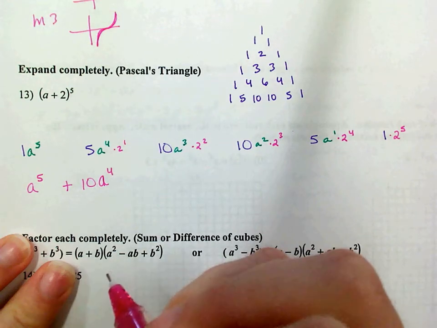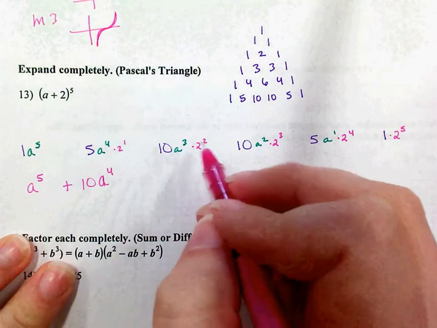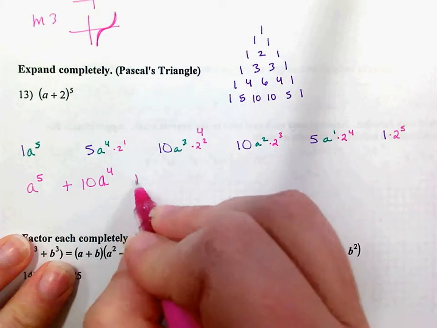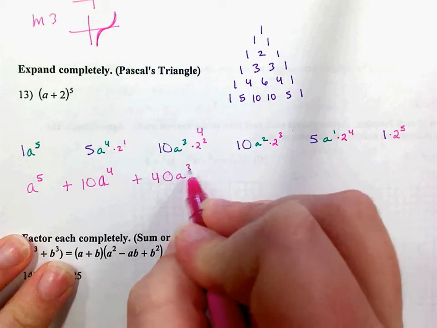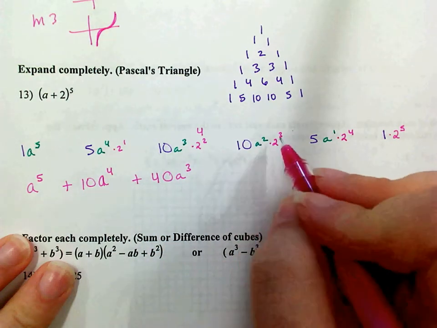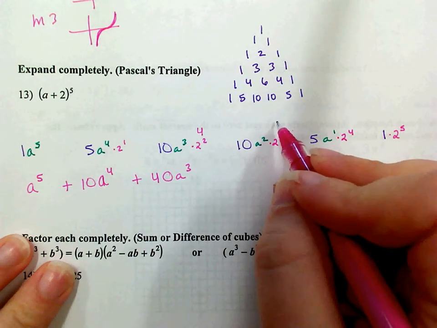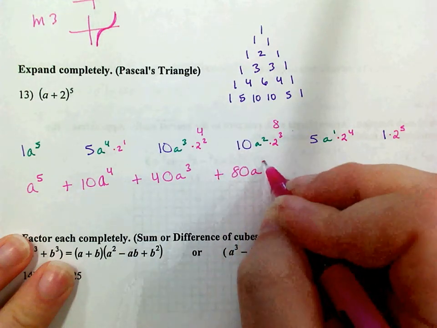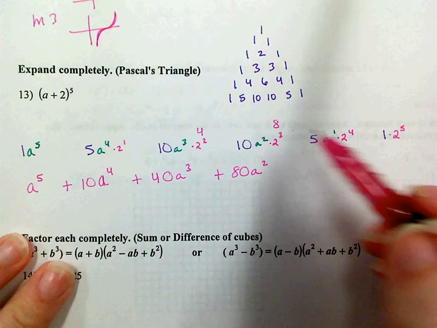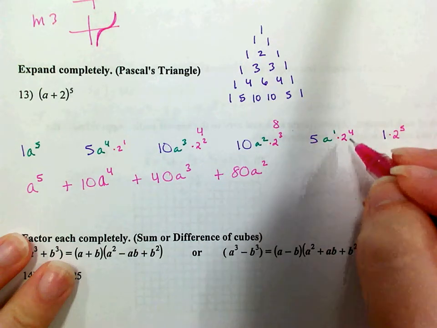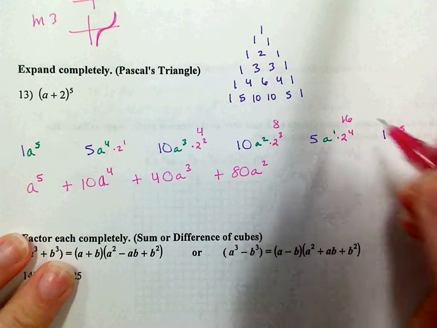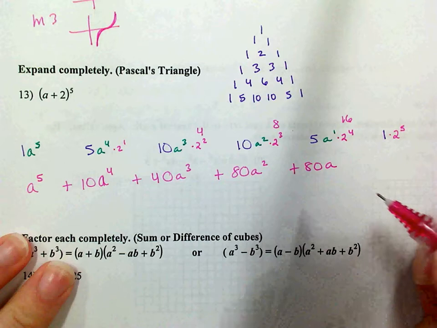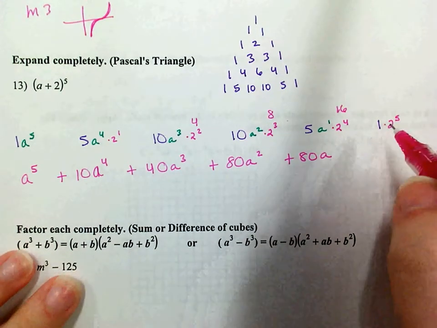Okay. What is 2 squared? 2 squared is 4. 4 times 10 is? Right, so plus 40a cubed. What's 2 cubed? 8? Right? So 8 times 10 is? So 80a squared. Well, if you want to know what 2 to the 4th is, just multiply that one by 2. 2 to the 4th is 2 cubed times 2, or just 16. 16 times 5? 80a. And then 16 times 2, or 2 to the 5th, is 32.